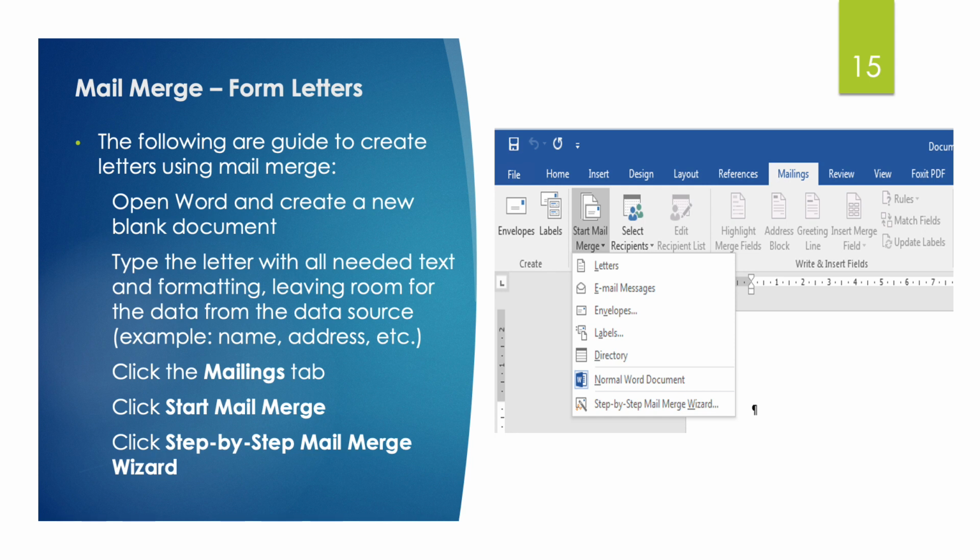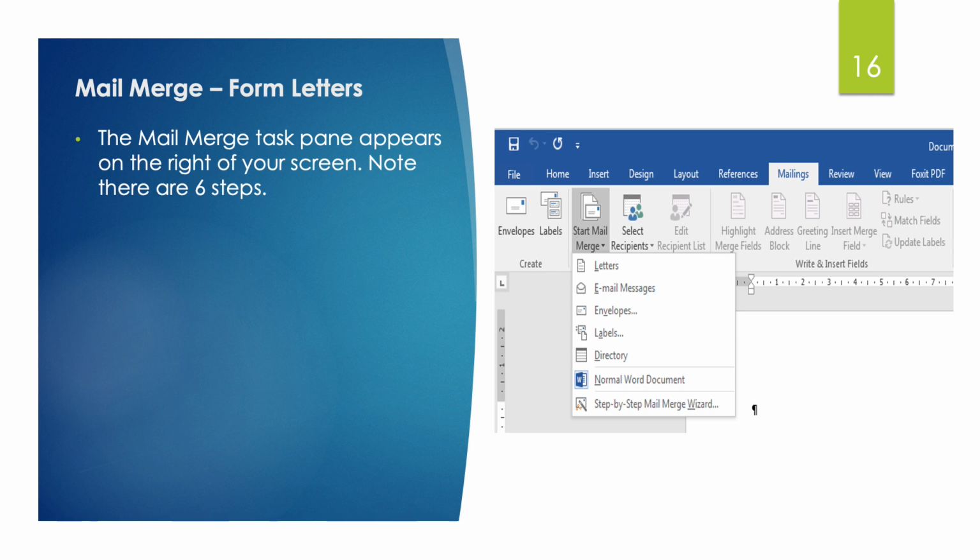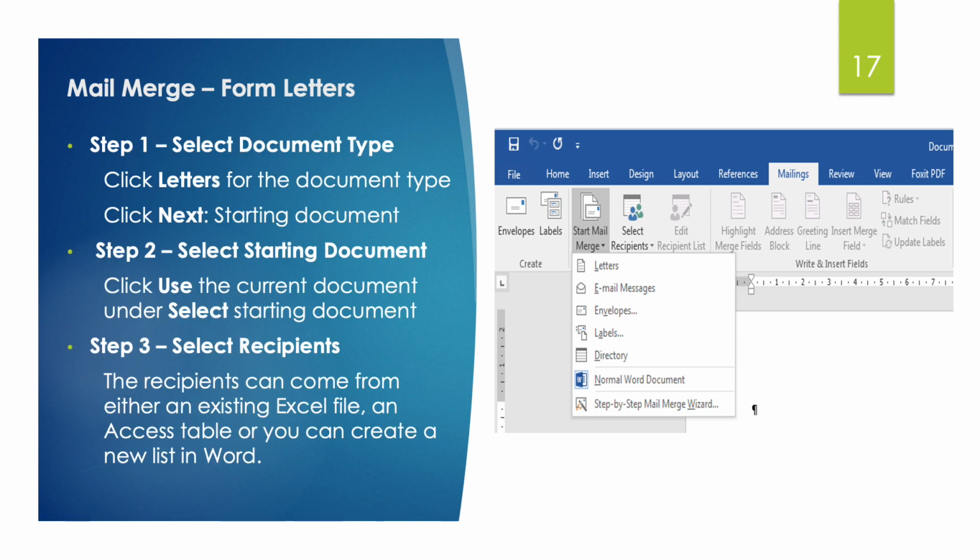So the following is a guide to create letters using mail merge. You can open Microsoft Word and create a new document. You can type the letter with whatever text and formatting that you want. And then you can click the Mailings tab and click on Start Mail Merge. And then you should click on Step-by-Step Mail Merge Wizard. So the Mail Merge task pane will appear on the right side of your screen. So there are 6 steps.